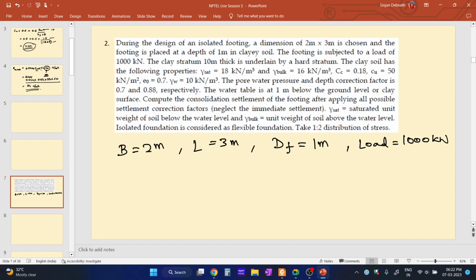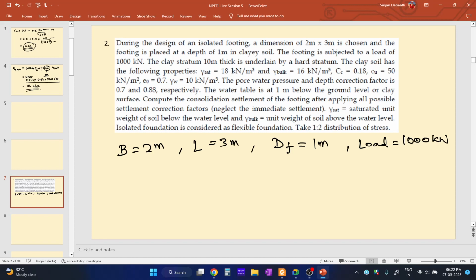The clay soil has the following properties. That is, gamma sat is given, gamma bulk is given, compression index Cc is given, Cu, that is the undrained cohesion, is also given. Initial void ratio 0.7 is given. Unit weight of water, okay. The pore water pressure and depth correction factor are also given. The water table is at a depth of 1.1 meter below the ground level, or the clay surface.